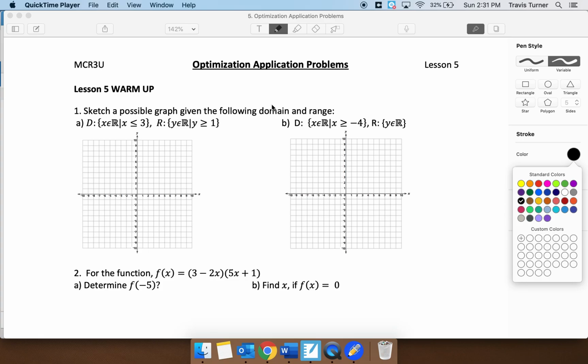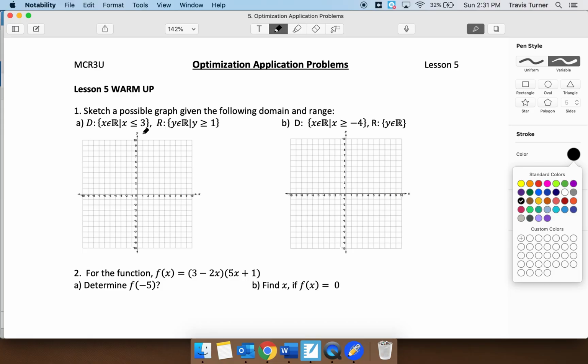Okay guys, this is our last lesson for the unit, and just a couple warm-up questions here before we start. These are similar to the homework questions we had. The first one says, sketch a possible graph given the following domain and range. This is good practice to show if you really know and understand what the domain and range represent.